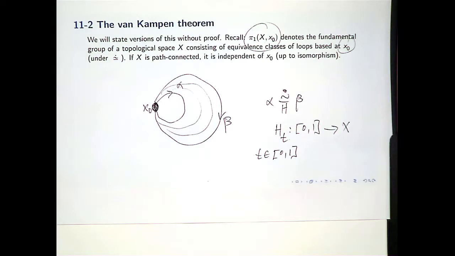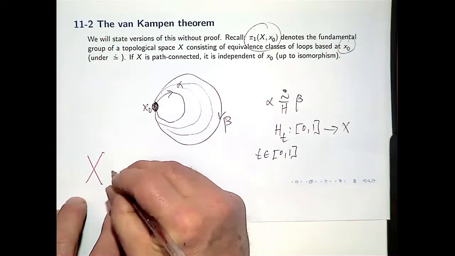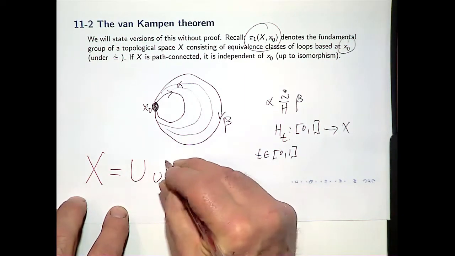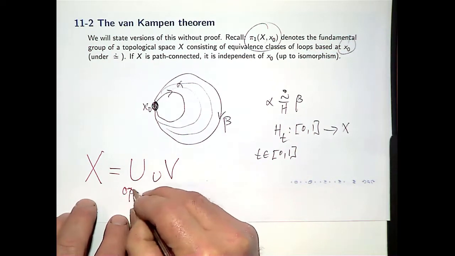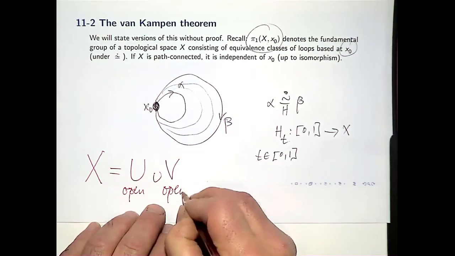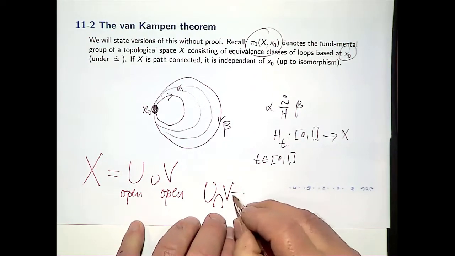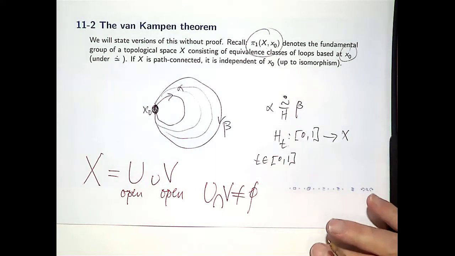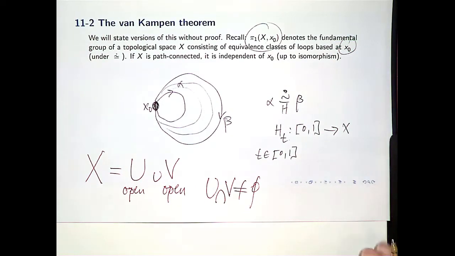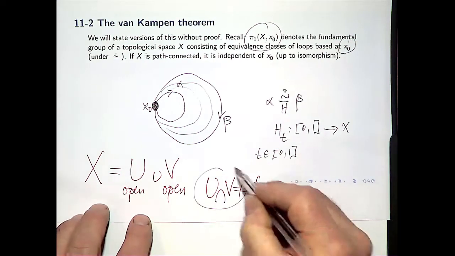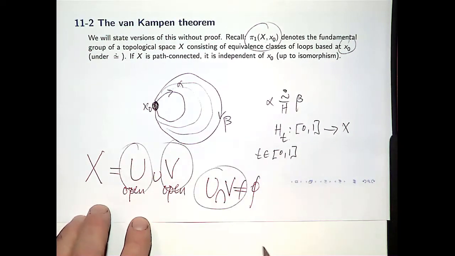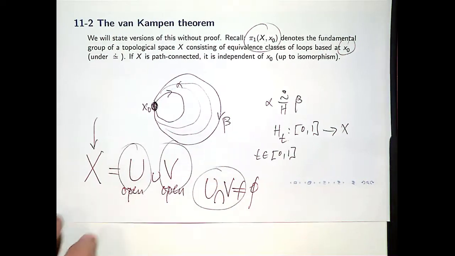Now, I want to talk about the Van Kampen theorem, and basically it tells you what to do when your space X is the union of two open sets with non-empty intersection. The intersection of two open sets is of course open, and we suppose that this is not the empty set. So we are going to relate the fundamental group of the intersection and the fundamental groups of the two pieces to get the fundamental group of X. That's what the Van Kampen theorem does for you.